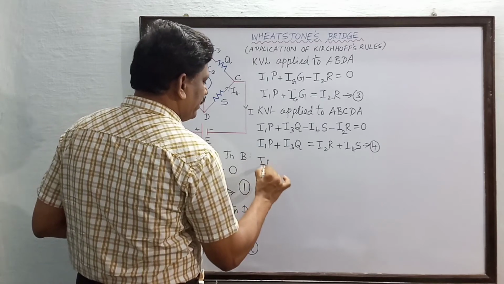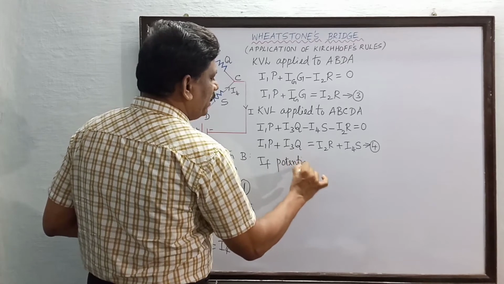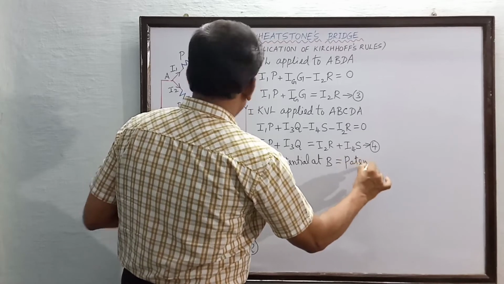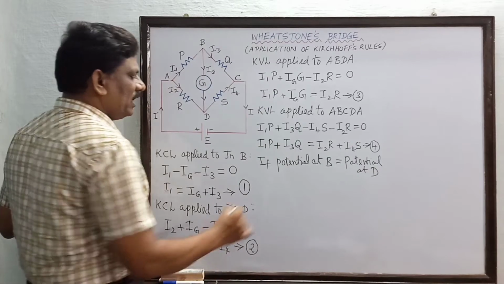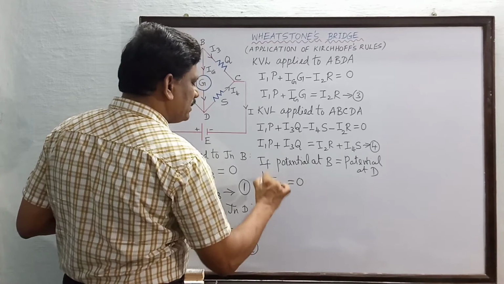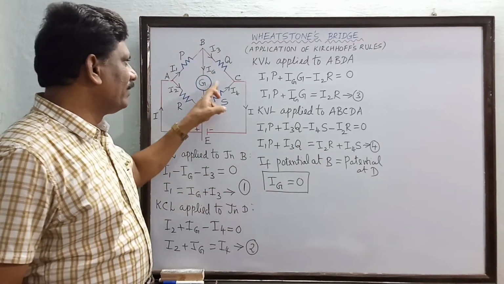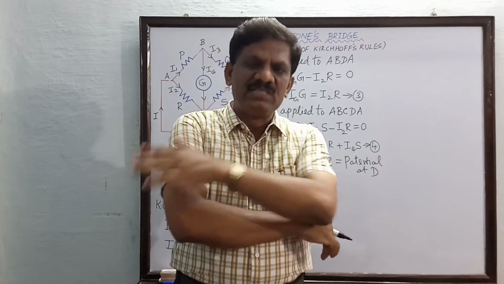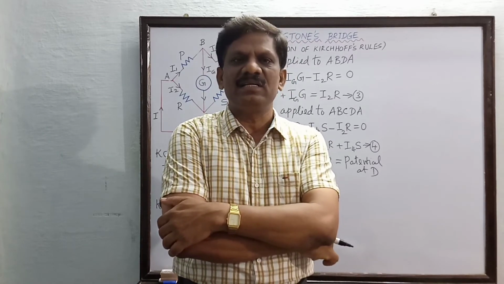So if the potential at B is equal to the potential at D, then the current flowing through this branch, Ig, must be equal to 0. This is a very, very important condition. When the current through the galvanometer is equal to 0, then only this Wheatstone's bridge is said to be balanced. The bridge is said to be balanced.